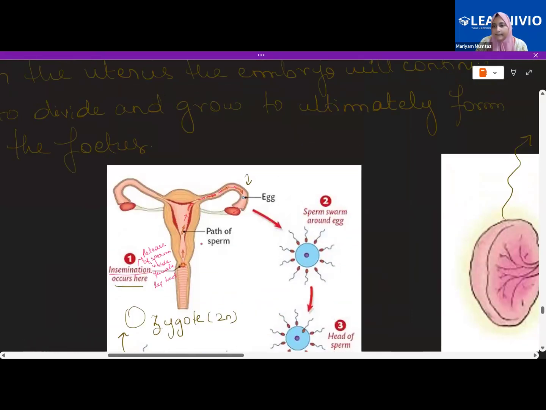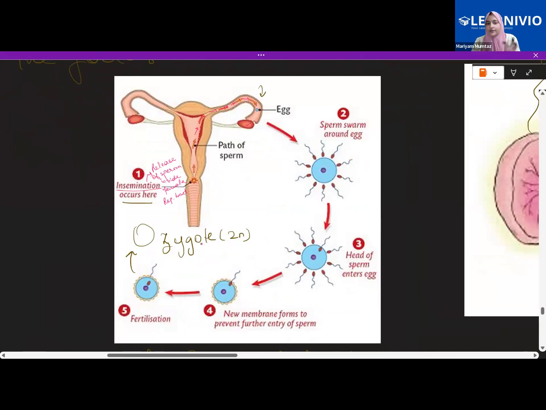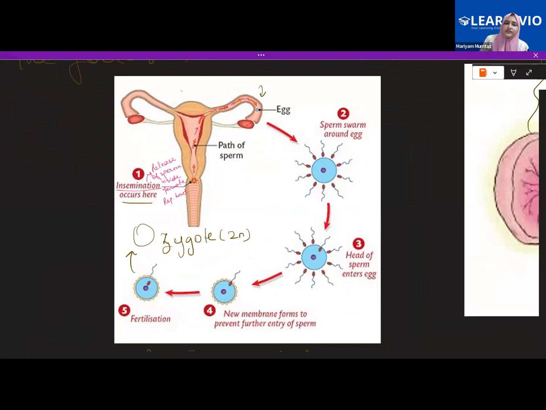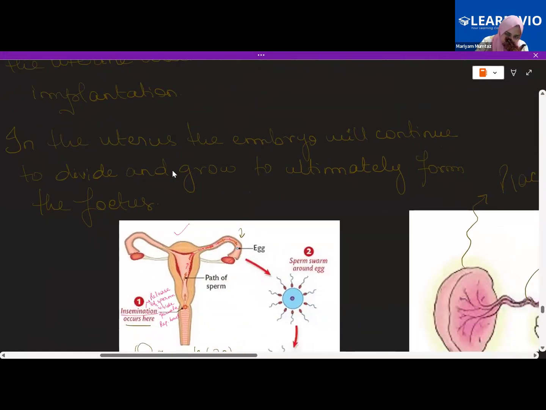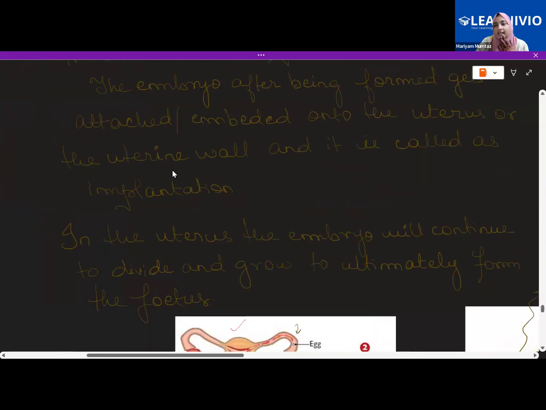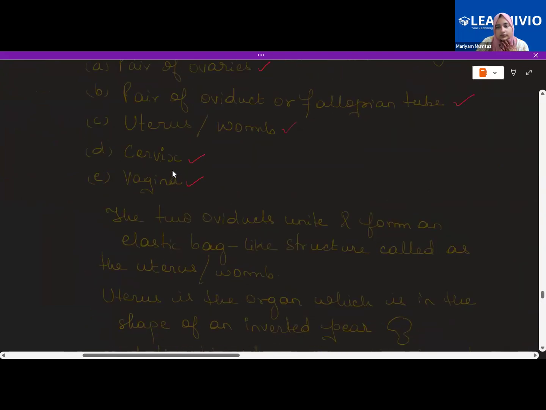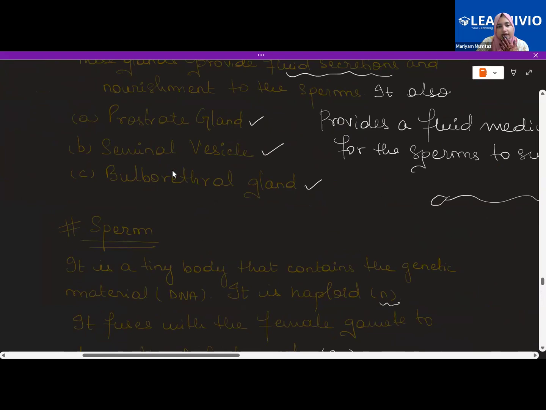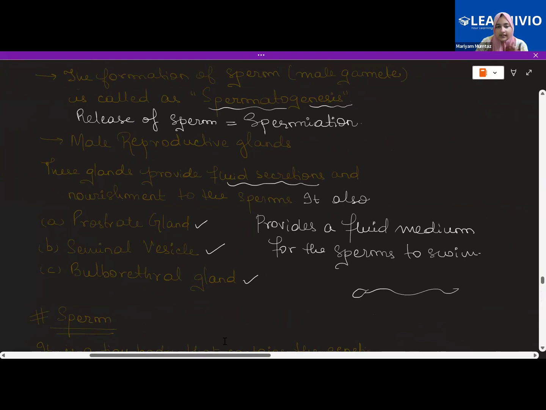Any doubts? Anything you want to ask me? While you are noting down, you draw this also. You don't have to draw this very artistically, but draw roughly so that you will understand what the whole entire concept was about. Anything you want to ask me? What is the last thing you've written? Spermatogenesis. Yeah. All right, you note down. Then we'll move forward and see the next stage.